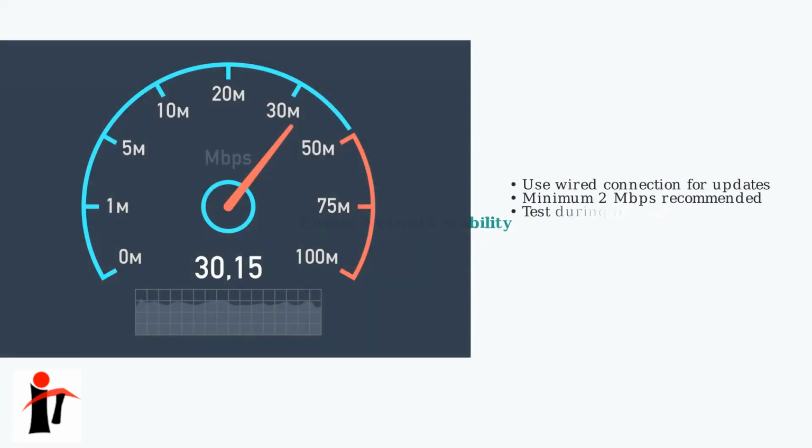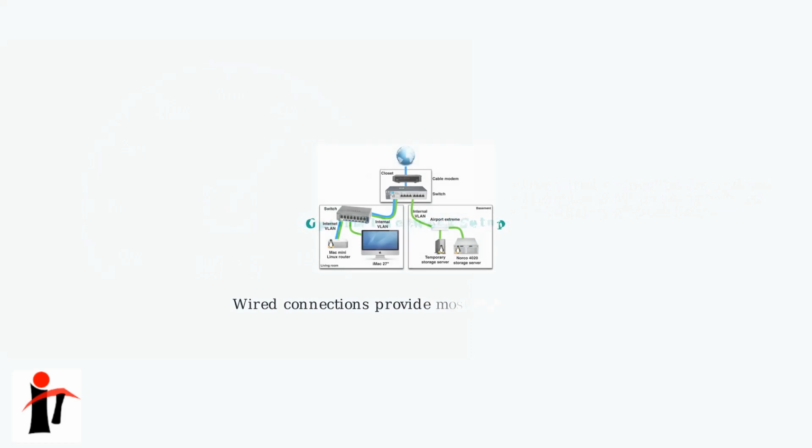Prevention is always better than troubleshooting. Several key strategies can significantly reduce the likelihood of experiencing update loops in the future. Network stability is crucial for successful updates. Use a wired connection when possible, ensure you have at least 2 megabits per second bandwidth, and schedule updates during off-peak hours between 2 and 6 a.m. A well-configured network setup with wired connections provides the most reliable foundation for YouView updates. Avoid relying on wireless connections for critical system updates.